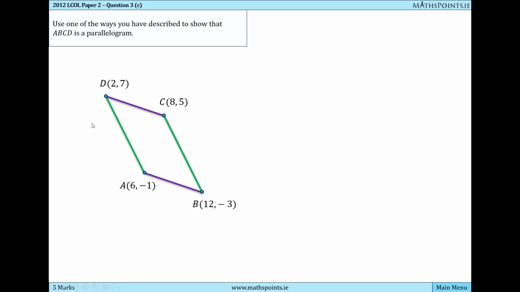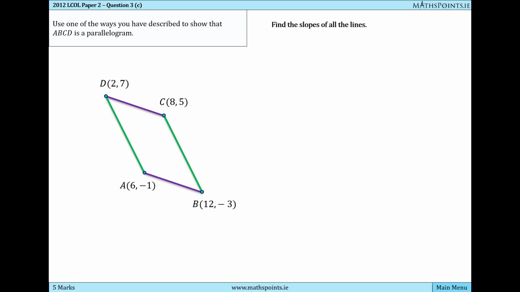So part C of the question then asks us to actually use one of the ways we've described to show that it is a parallelogram. So what we're going to do is find the slope of D to C and A to B and show that they're equal in measure and thus parallel. And then we're going to find the slope from D to A and C to B and show that they're equal in measure and hence parallel. And if the opposite sides have equal slopes, it means they're parallel, and therefore this shape would be a parallelogram.